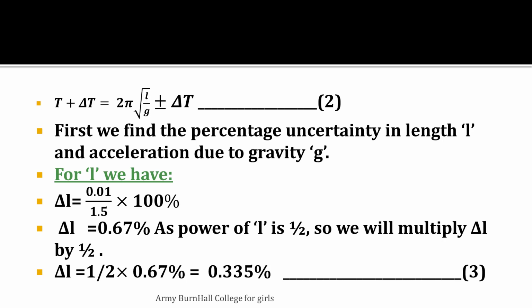name it as equation 1. So for calculating uncertainty in L, first we have calculated its percentage uncertainty by using the formula absolute uncertainty divided by measured value multiplied by 100%, and we are also having power. L by G is under root, which means power is 1 by 2. So we will multiply this uncertainty with 1 by 2. So delta L is 0.335%, equation number 3.